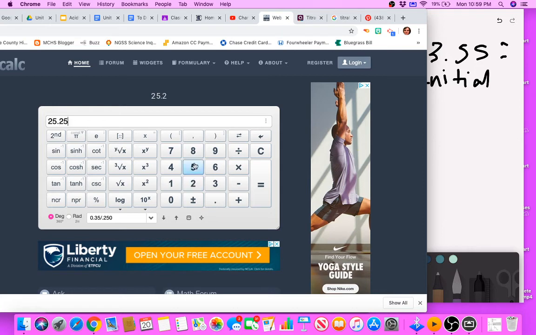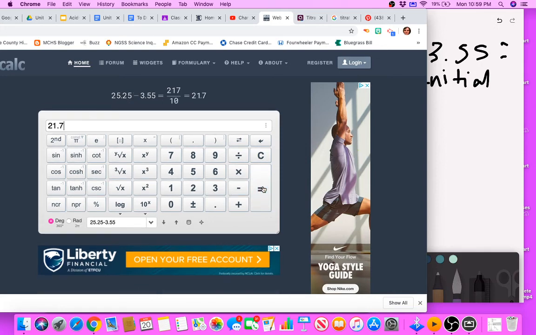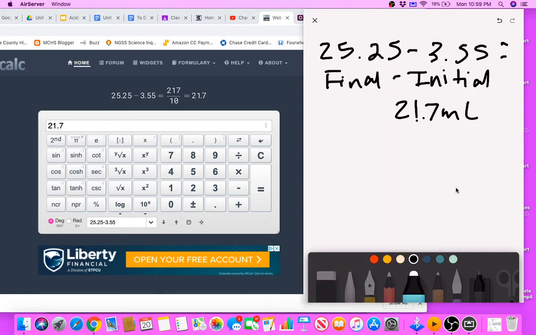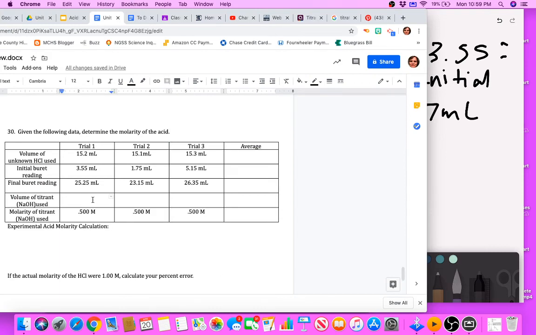We're going to do 25.25 minus 3.55. And we get 21.7 milliliters. And again, that is our amount of titrant used. So I'm going to type that in right here, 21.7 milliliters. All right, so let's do the same thing for this second trial.